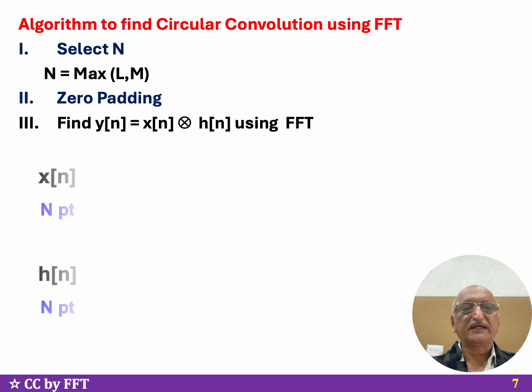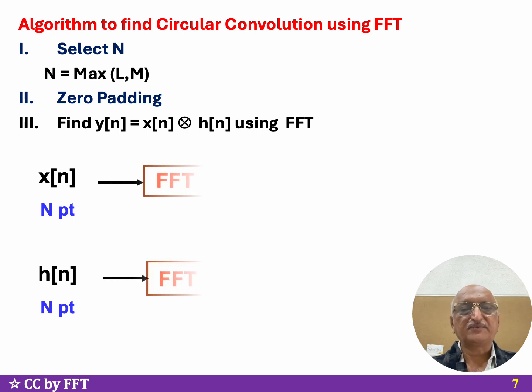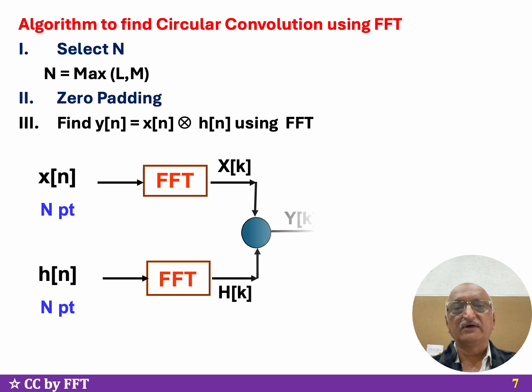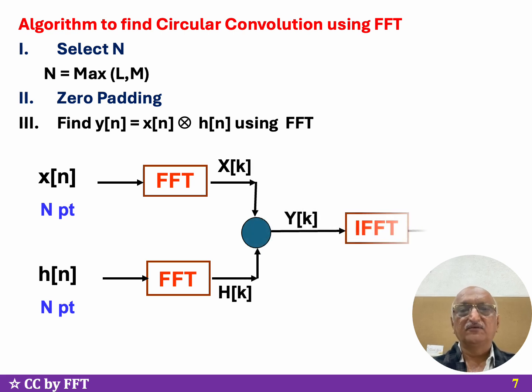Then we have to find circular convolution using FFT. First we have to find X of k, then we have to find H of k, we have to multiply X of k with H of k, we'll get Y of k, and by inverse FFT we get the required y of n. This y of n is the circular convolution of x of n with h of n.